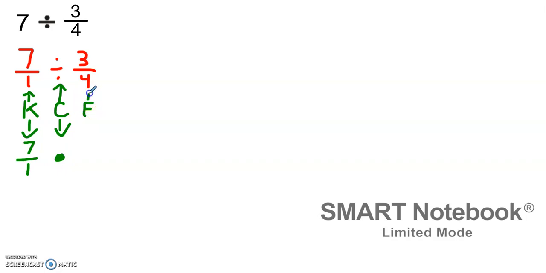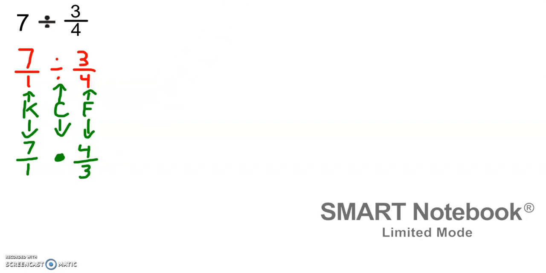And the last one is the F, and that goes to the last term. And that means to flip or find the reciprocal. I'd really like you to use the word reciprocal because that's what you'll be using in 6th grade. And that just means you're flipping them. You're turning them upside down. So what's in your denominator is now your numerator, and what's in your numerator is then your denominator. So 3/4 then becomes 4 over 3. And that's our second step.